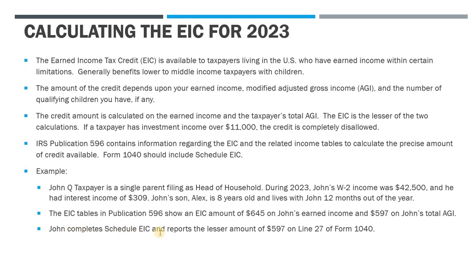Now if we have a look at the EIC tables, what we're going to see is we have to calculate an EIC amount on the earned income, which is going to be $645, and then an EIC calculation on the total AGI, which is going to be $597. When you do both computations, you take the lesser of the two values, and so ultimately he's going to be able to claim $597.